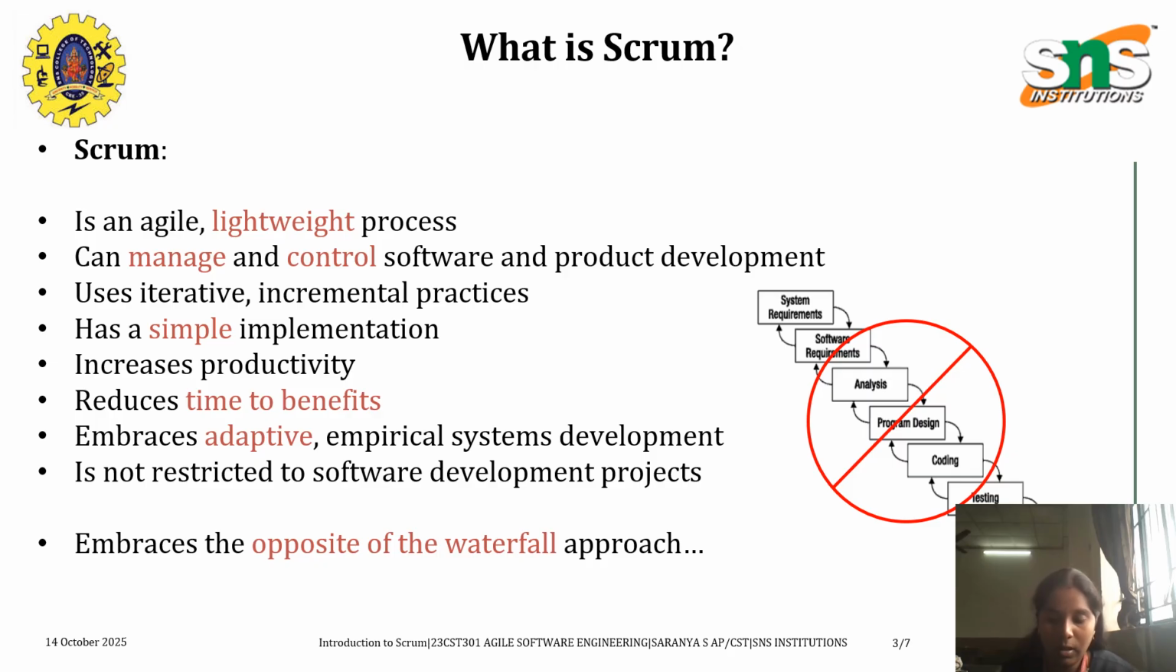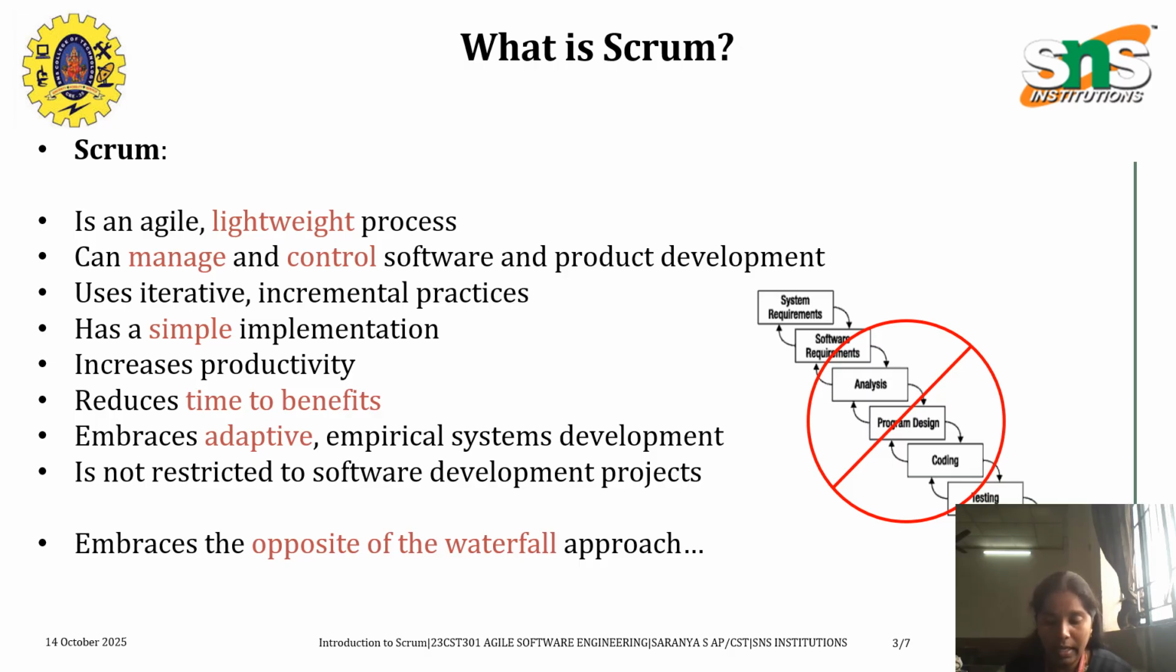The entire development process consists of several short iteration cycles. A short iteration cycle is called a sprint, and each sprint is 2 to 4 weeks long. The agile process is a light-phase process. It can manage and control the product development method.